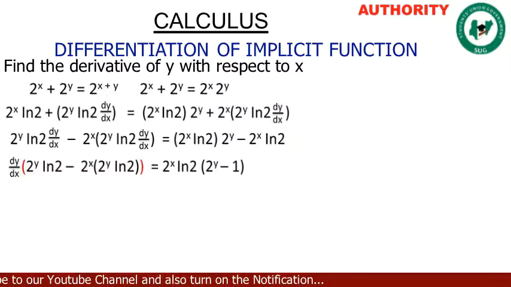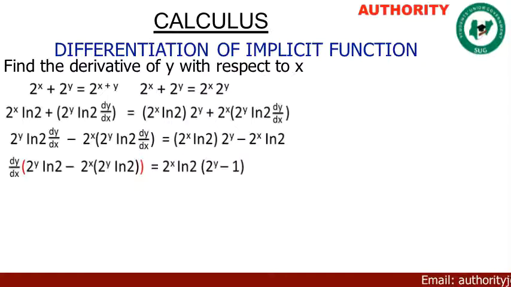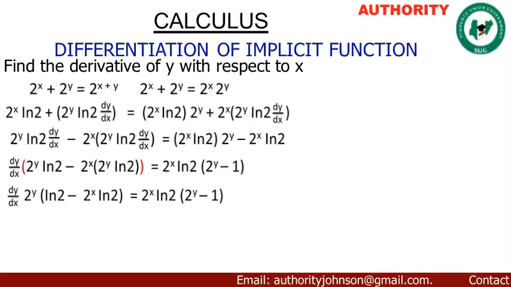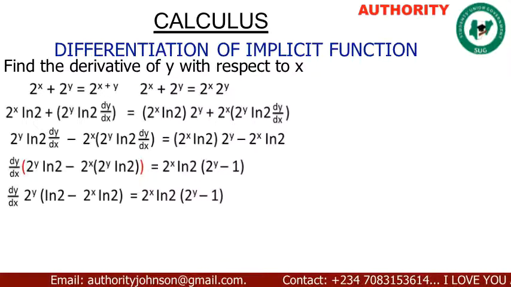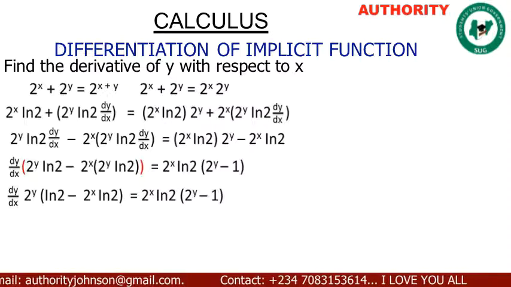Here, let's also do something again. In this dy all over dx, let's factor out 2 raised to power y because it is common in both terms there. In factoring out 2 raised to power y, we're going to be left with ln 2 minus 2 raised to power x ln 2. So I have it equal to 2 raised to power x ln 2 open bracket 2 raised to power y minus 1. Now here, let's make dy all over dx the subject of formula.